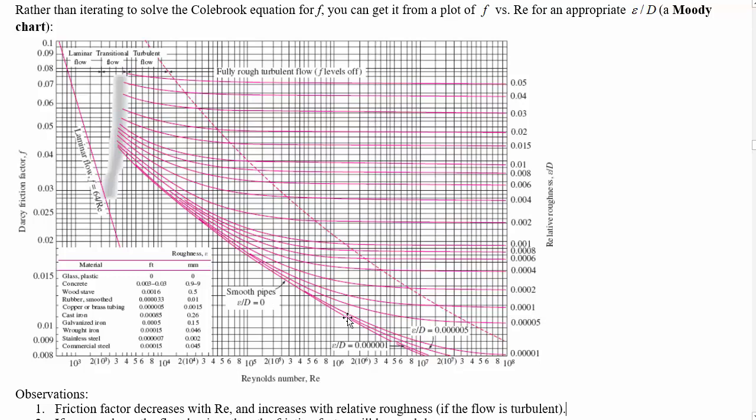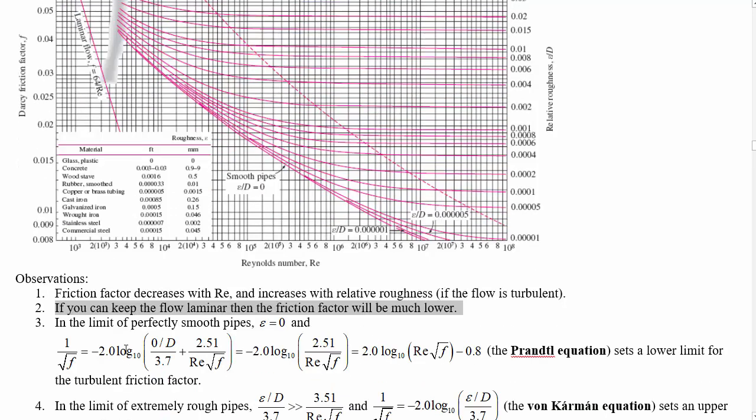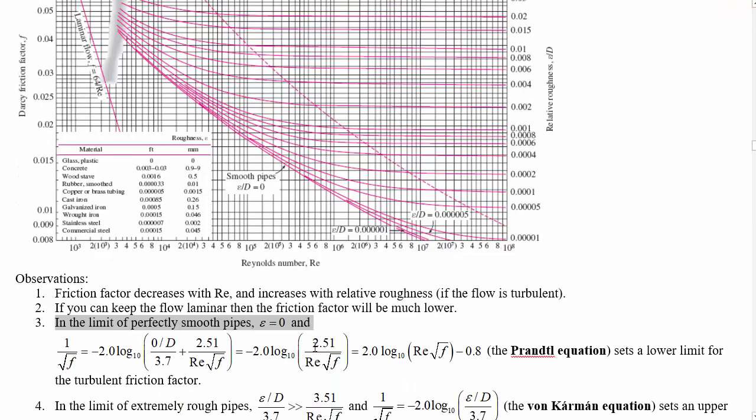Another thing to note from this is that there's a really notable exception, and that's the transition to turbulence. So friction factor decreases with Reynolds number, except if you've increased the Reynolds number to a point where that has actually switched on the turbulence, then your friction factor rises a fair bit. If you can keep the flow laminar, friction factor will be much lower. In the limit of perfectly smooth pipes, the roughness is 0, and then we have the bottom part of this. So that's the lower friction factor that you can get for turbulent flow.